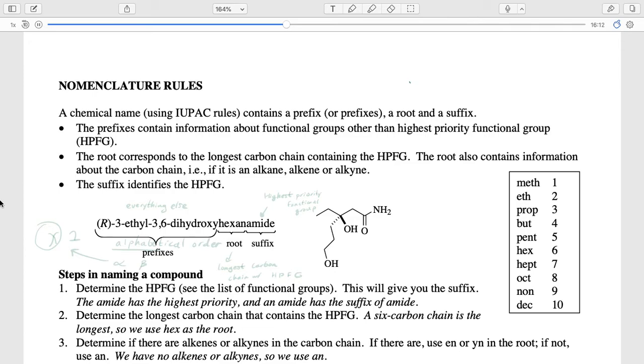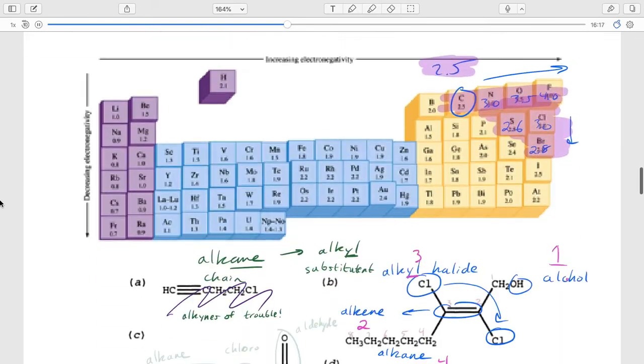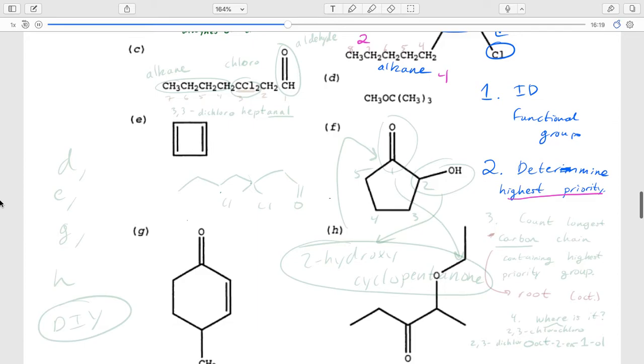So after we identify the functional groups and determine their highest priority, now we want to count the longest carbon chain. Why carbon? Because it's the most important element in organic chemistry. Count the longest carbon chain containing the highest priority group.